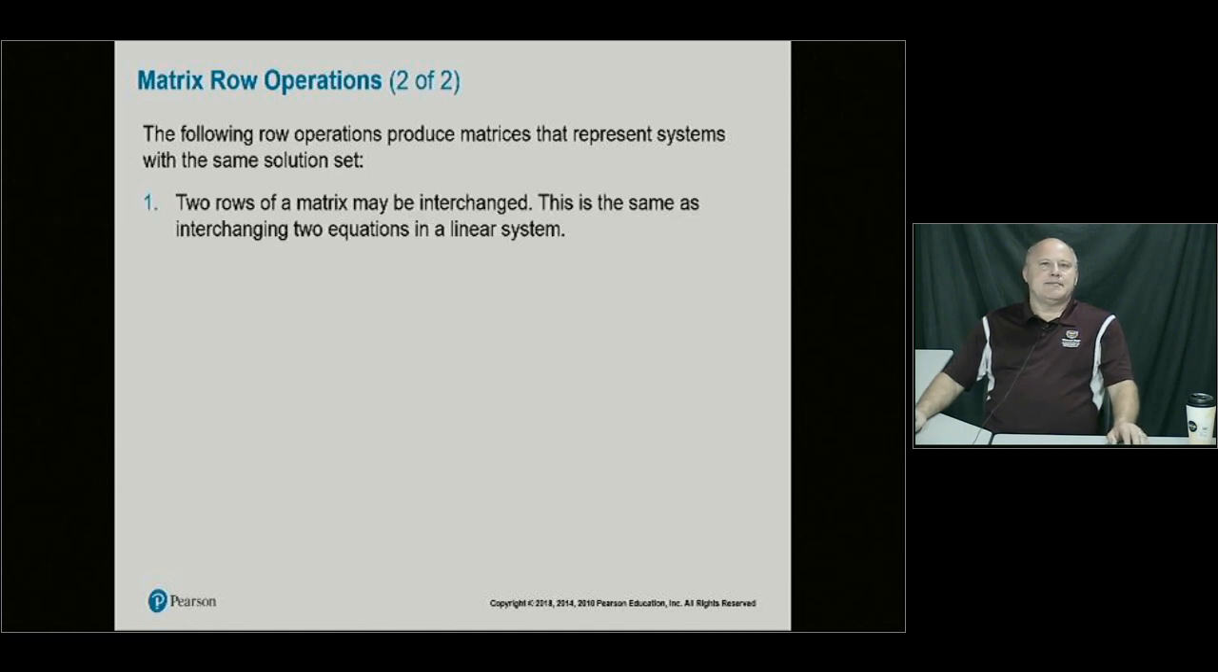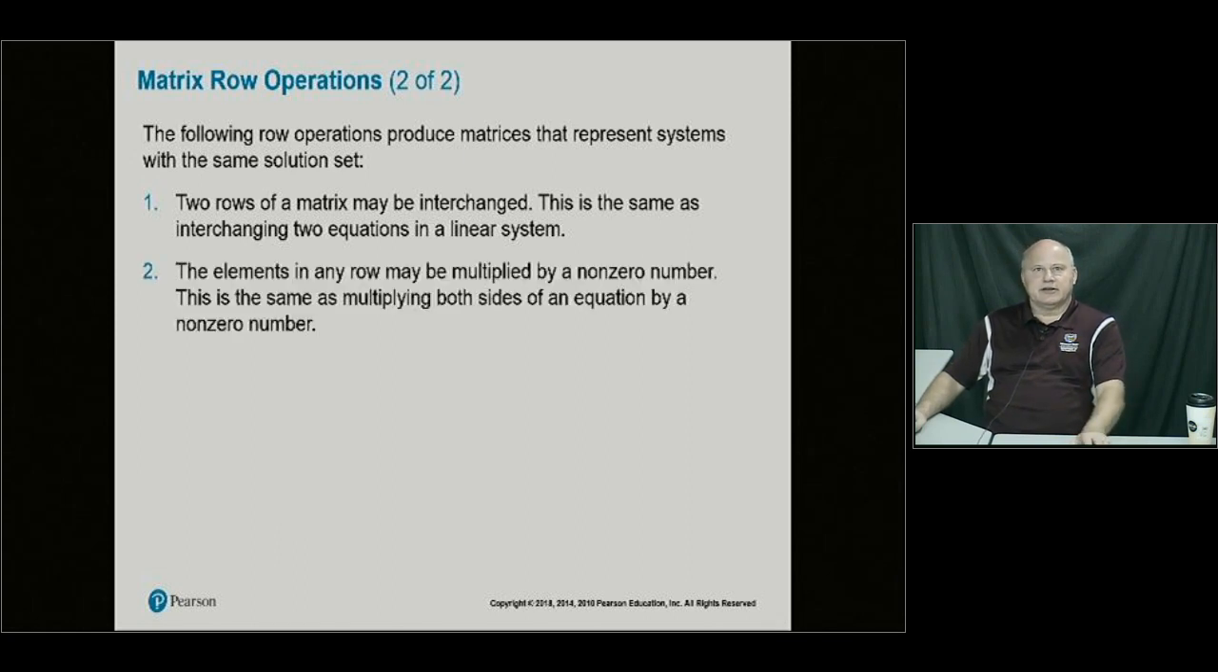Well, 2 rows of a matrix may be interchanged. This is the same as interchanging 2 equations of the system. So for example, you might want to change the first equation and make it the second equation, and take the second equation and make it the first equation. So that's interchanging 2 equations. The answers are not going to be any different. You're just reversing the order of them.